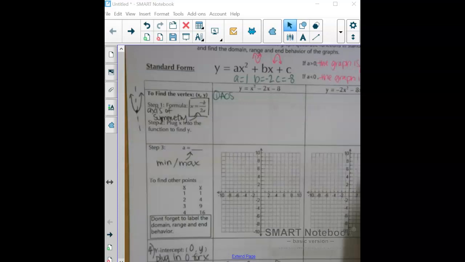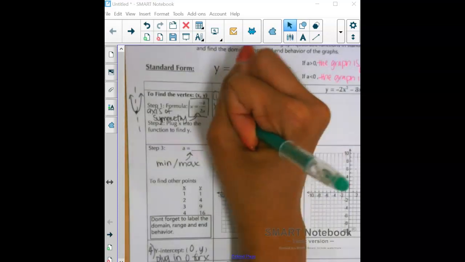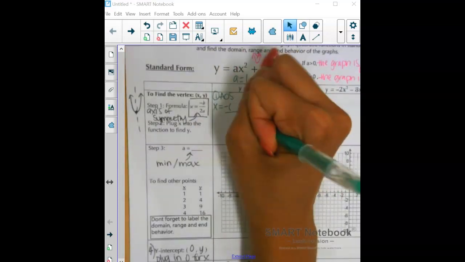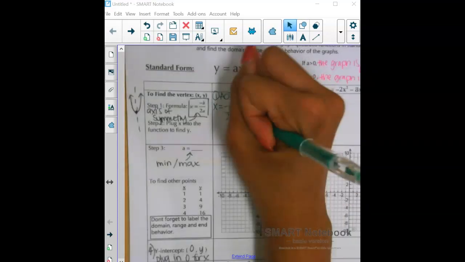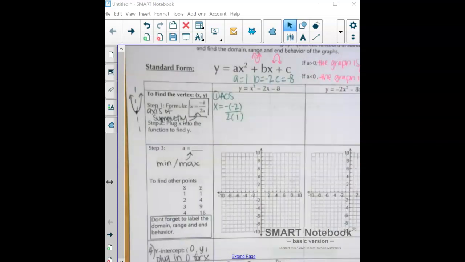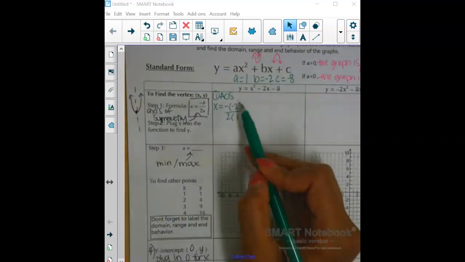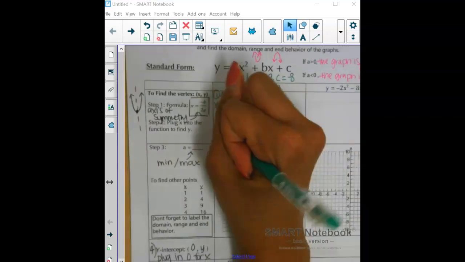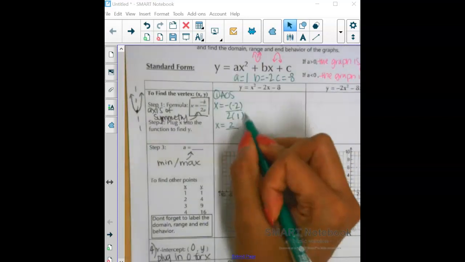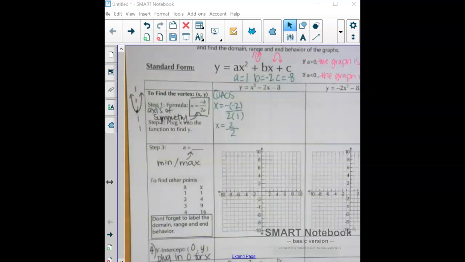Take each of those values and you're going to substitute them in. So x is going to equal negative B over 2 times A. Notice that I use parentheses, guys. Y'all are all in high school. You shouldn't need me to tell you this, but use parentheses when you plug this in. When I do that, I'm going to notice that the numerator, negative times negative 2, is actually going to turn positive, and the denominator, 2 times 1, is going to stay 2.